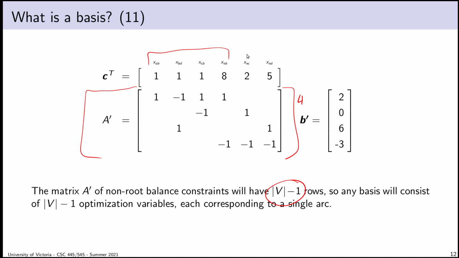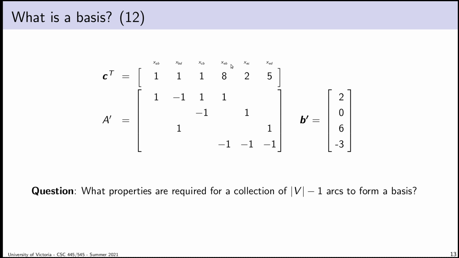And if we think about this, an optimization variable corresponds to an edge, so the basis is a collection of variables, but because each variable corresponds to an edge, I think it's quite natural to think of the basis as just a collection of edges. And maybe we could infer some properties that that collection of edges has to have to be a valid basis. And the slides are asking that question too. What properties do we require for a collection of this number of arcs to form a basis? So remember that when we're talking about a basis, there are lots of properties we need to enforce.